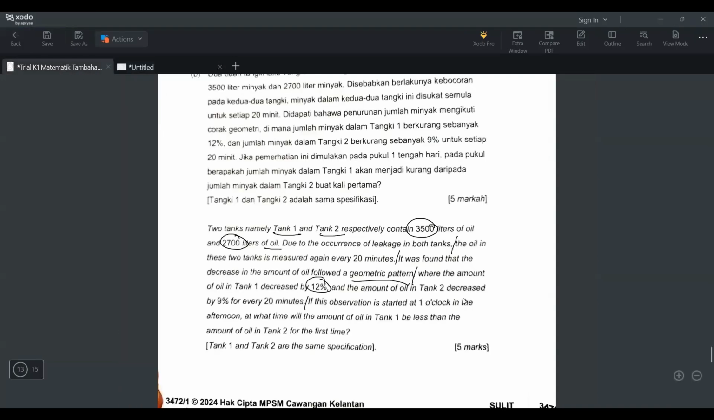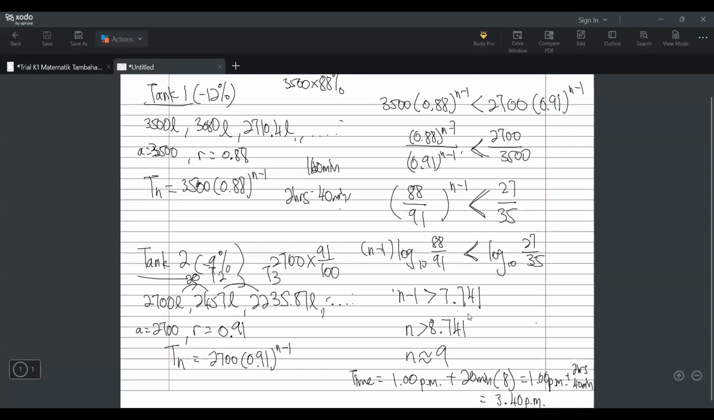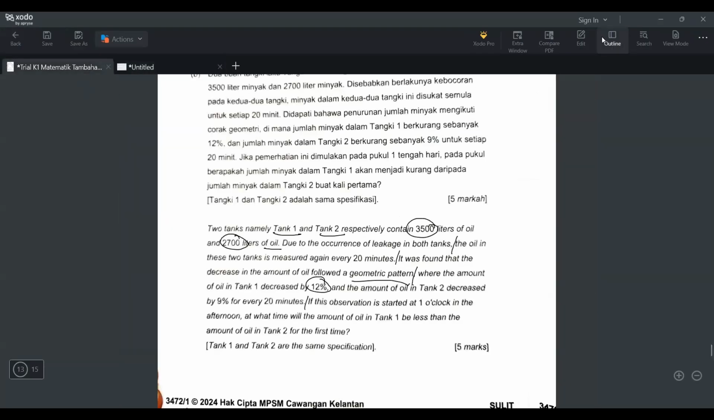So let's read the question again. If started at 1 o'clock in the afternoon, what time will the amount be? So yes, it's correct, it's at 3:40 p.m. Okay, so this is how I would do it. Okay, done.